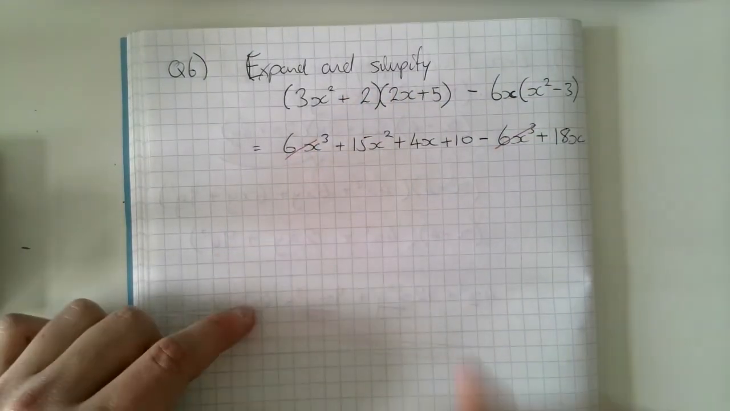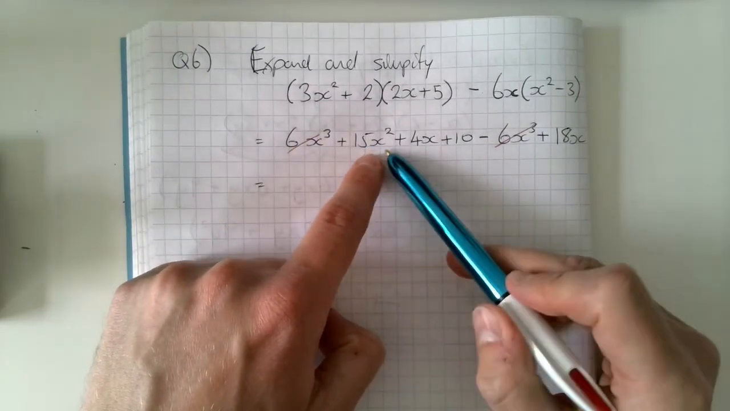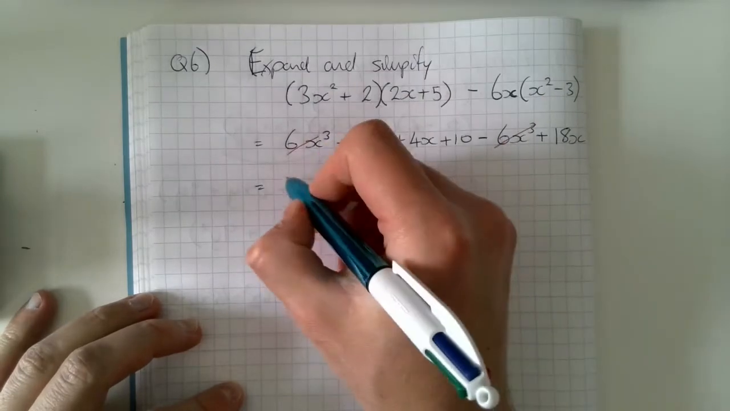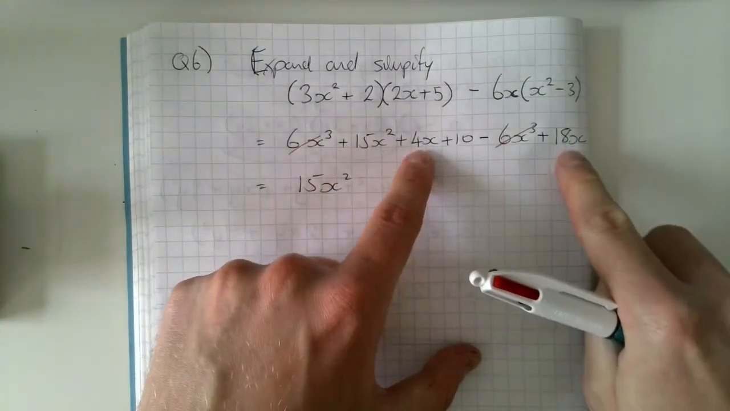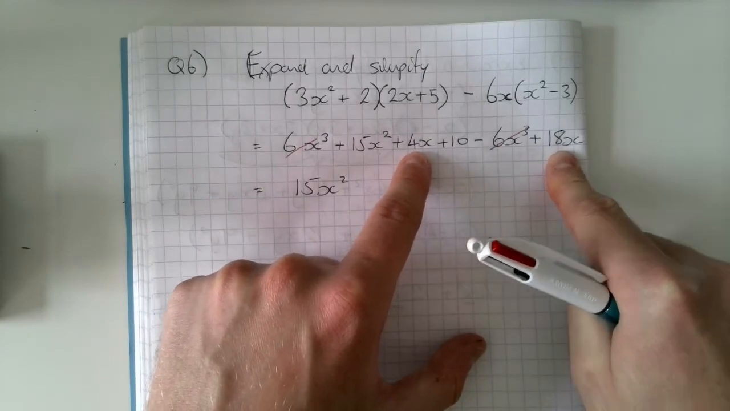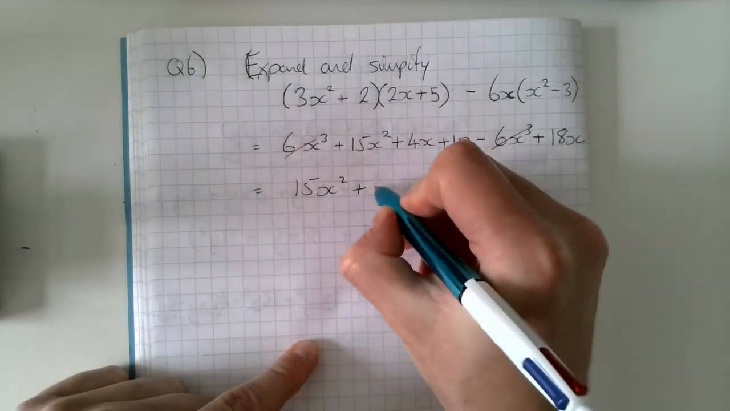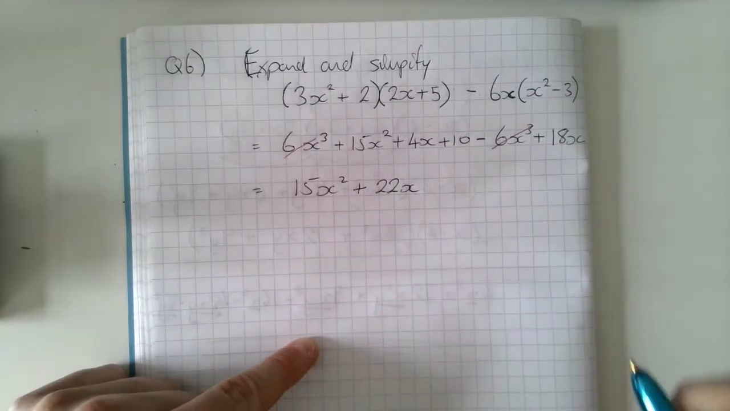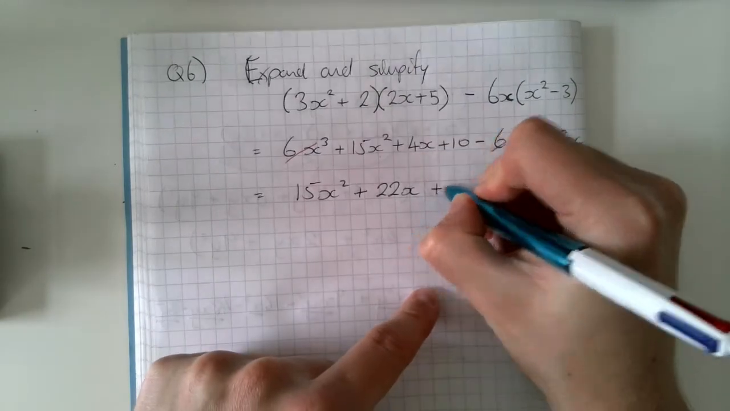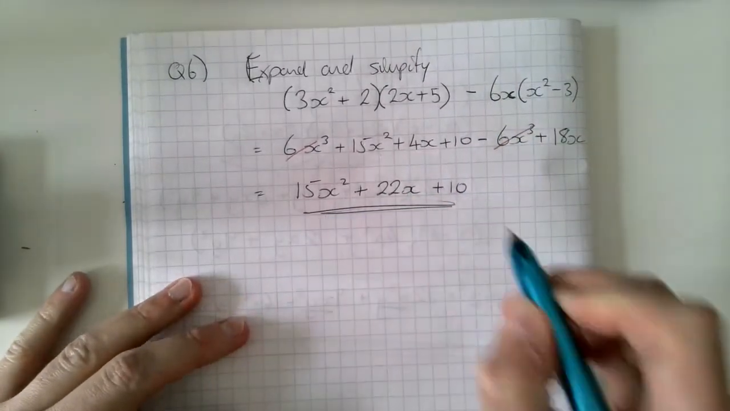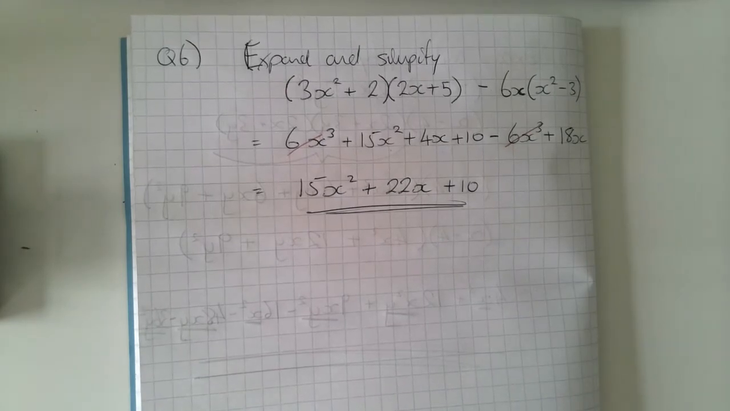I've got an x squared term, but I've only got one x squared term, so that 15x squared is going to stay as it is. 4x plus 18x, these are my x terms here. So 4 plus 18 will be plus 22x. And the number that's on its own will be plus 10. So my answer is 15x squared plus 22x plus 10.